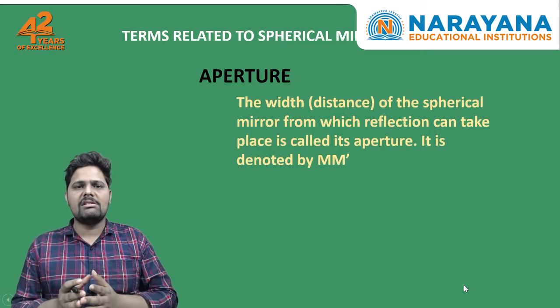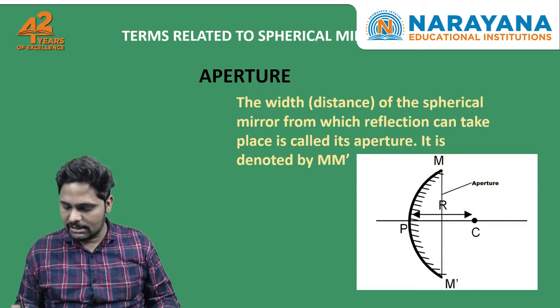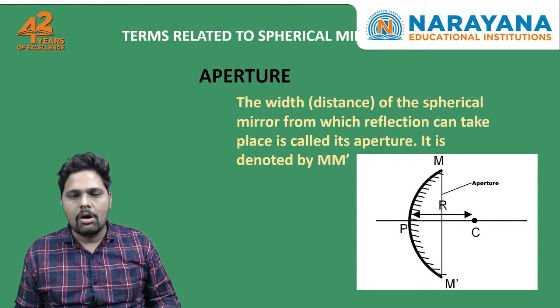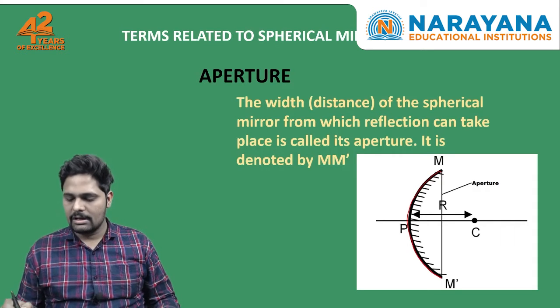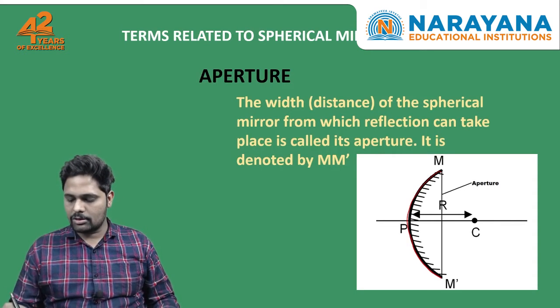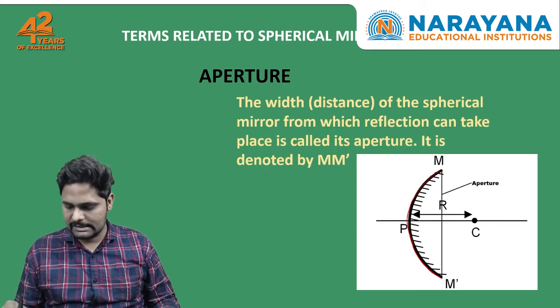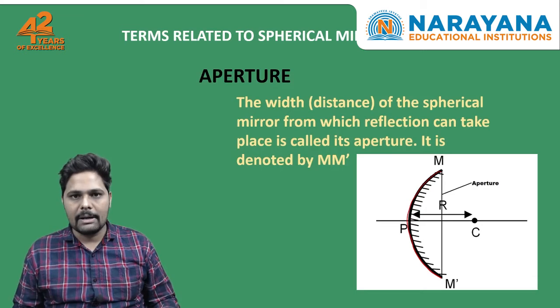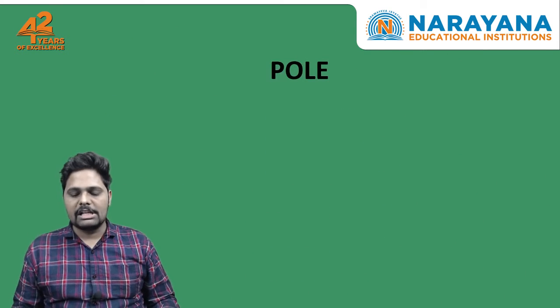If a spherical mirror is like this, you can see the diagram over here. M dash represents the aperture of a spherical mirror. So if this is the spherical mirror, the width of this part of the mirror where reflection takes place, this M dash denotes the aperture of that particular mirror. Clear children? Move on to the next terminology, that is pole.